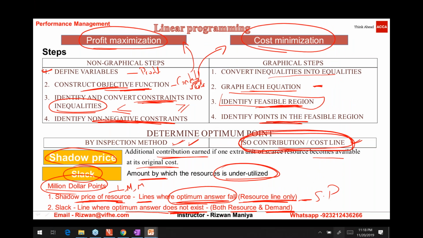Just listen. Shadow price relates to resource only. Look at the lines where the optimum answer falls. If at that point there are two resource lines, you work out shadow price for two. If it's one resource line, you work out shadow price for one. Clear? For the lines where the optimum answer does not fall, whether those are demand or resource lines, you have to work out slack.